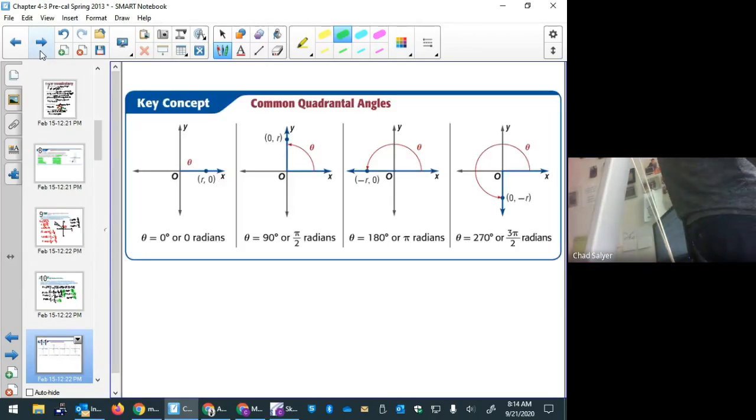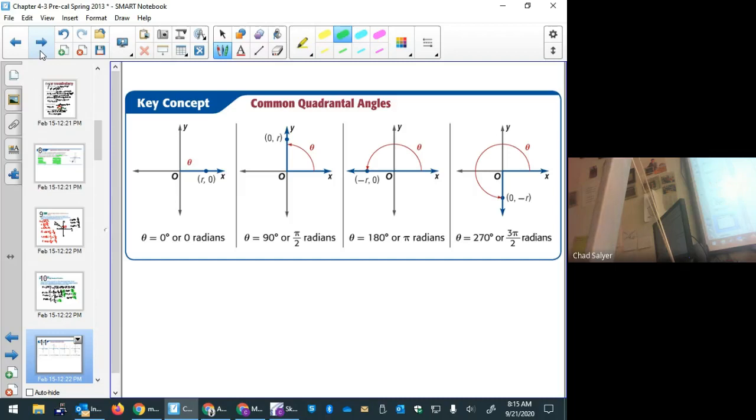All right, common quadrantal angles: 0, 90, 180, 270. These are the quadrantal angles on the unit circle. There are, of course, an infinite number of quadrantal angles, but these are the ones we most commonly encounter. You can write them all on the same axis to save yourself some writing.